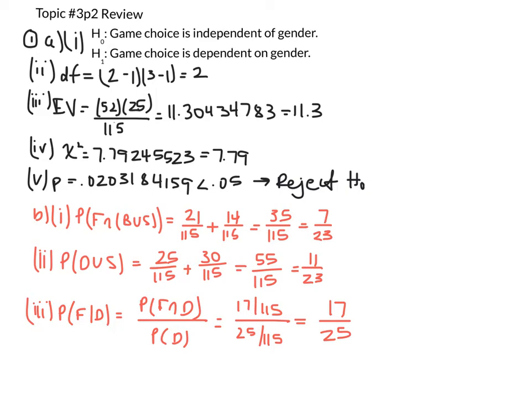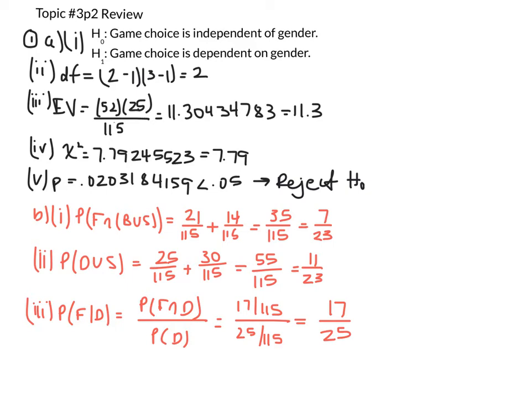Part 4 asks us for the chi-squared using our graphing calculator. So you use a matrix to enter that data into your graphing calculator and then do a chi-squared test. And you end up with your chi-squared to 3 significant figures is 7.79. Part 5 asks us for at 5%, would you accept or reject the null hypothesis? So when I found my chi-squared, I also found my p-value to be 0.020, which is less than 0.05, so we're going to reject our null hypothesis. Game choice is in fact dependent on gender.